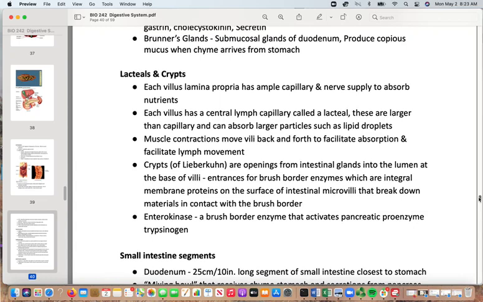The crypts of Lieberkühn are openings of the intestinal glands into the lumen at the base of the villi. This is going to allow brush border enzymes that are integral membrane proteins on the surface of the microvilli to get in that will break down materials in contact with the brush border. So enterokinase is a brush border enzyme that will activate the pancreatic proenzyme trypsinogen.